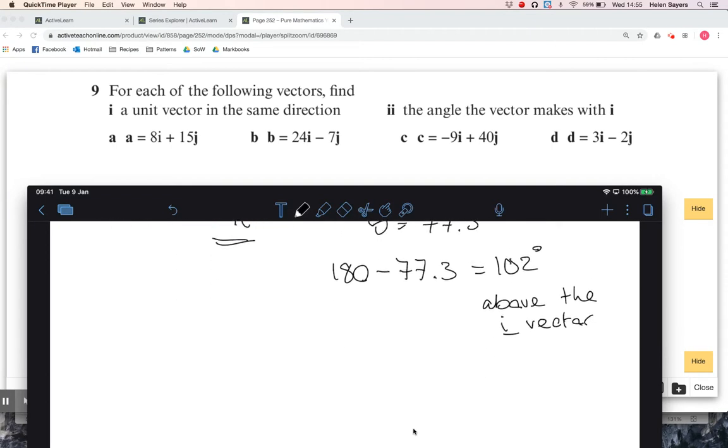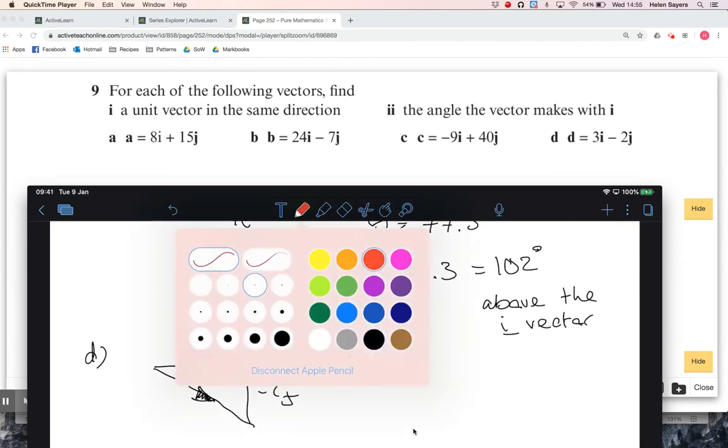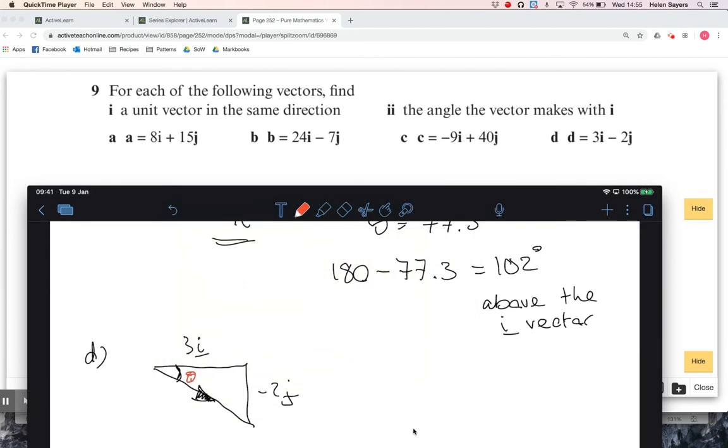Okay, and then for D, we're going 3 to the right and 2 down, 3i and minus 2j. So that's vector D. So theta there. So again, this is going to be below the i vector. So again, I've got a right angle triangle.